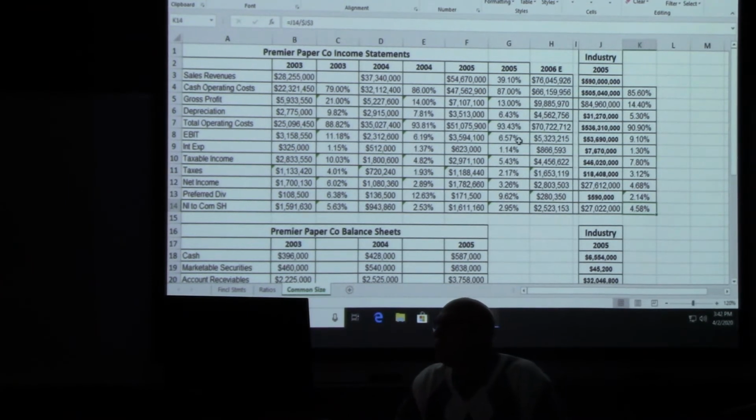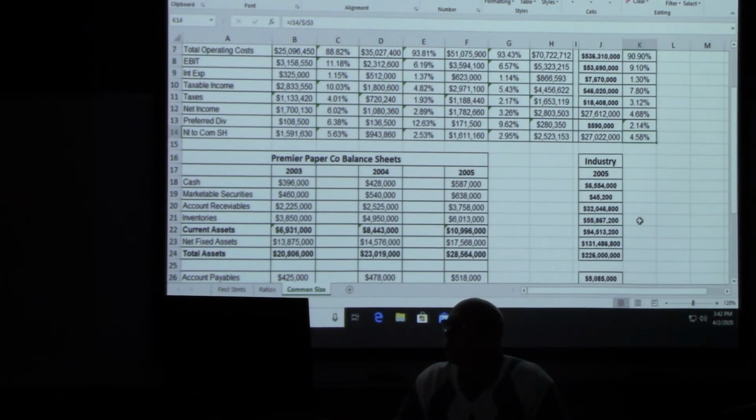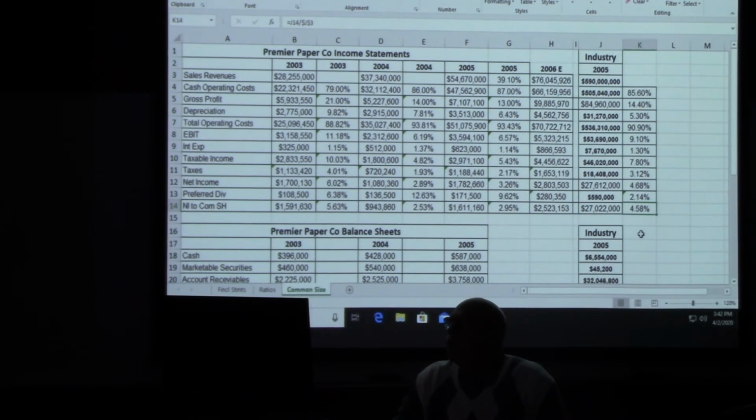Interest expense is higher for the industry. That's interesting. I'm sorry, untrue. Yeah, a little bit higher. Sorry, I was looking at the wrong line. Taxable income, much higher for the industry. The tax rate, taxes as a percentage of sales, a little bit higher. The net margin higher. Preferred dividend payout ratio is lower. The net income margin is higher for the industry. All right, so now we have a sense of what the income statement is going to look like.